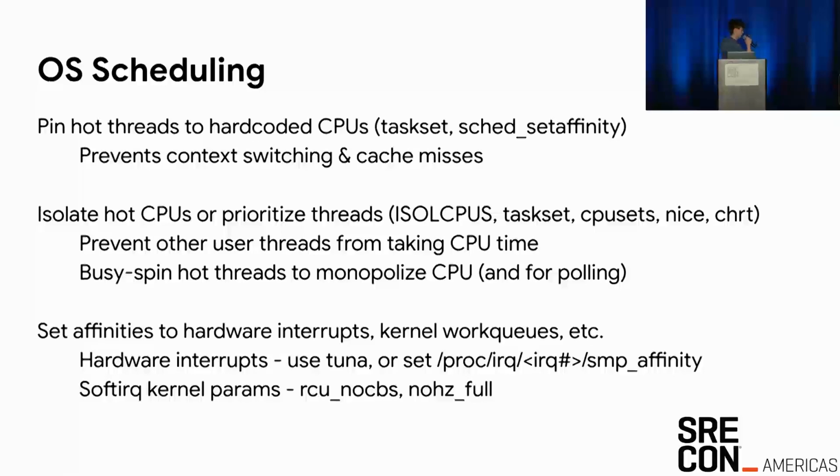And lastly, since isolating your CPUs might not necessarily stop the kernel from running stuff on it, you want to set affinities to your hardware interrupts and your kernel work queues. You can do this using Tuna or setting it manually on the file system. Additionally, there's some kernel parameters you can use to prevent soft interrupt requests from running on those cores, such as RCU no callbacks or no hertz full for local timer ticks.